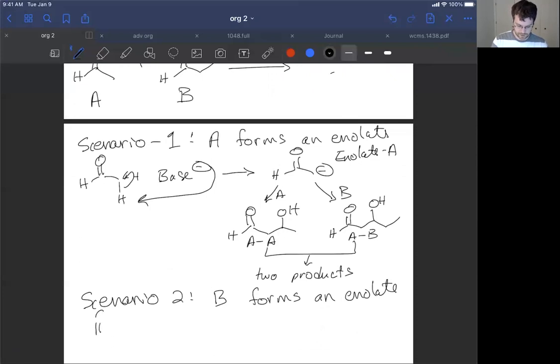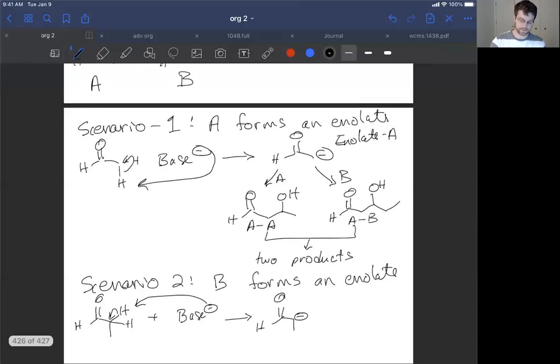Okay. So what if B forms an enolate? Well, B has two hydrogen atoms in the alpha position, so it can react with base. We could pick either one of those two hydrogens to pull off with the base to generate an enolate that I'm going to call enolate B.